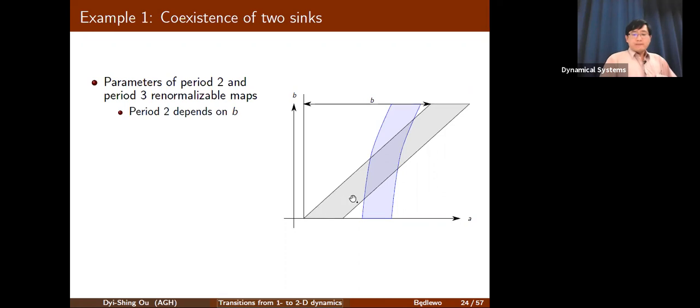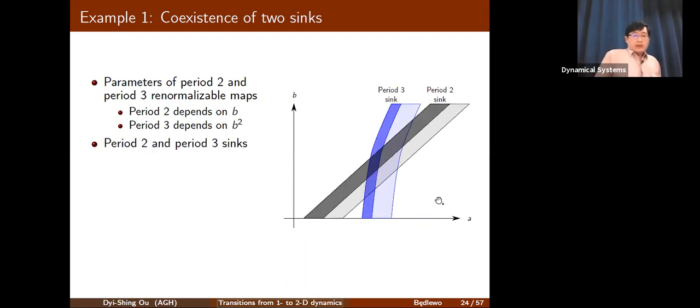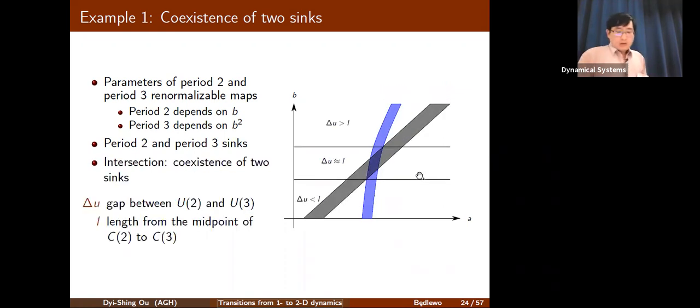The parameters that are doubly renormalizable move to the right by the rate B. And for the triply renormalizable maps, the parameters move to the right by B squared. Inside the pure two and pure three renormalizable maps, you can find the parameters that have pure two sinks, and these are the parameters that have pure three sinks. The intersection is the parameters where you have coexistence of pure two and pure three sinks.